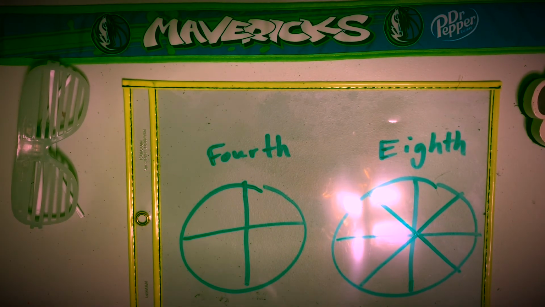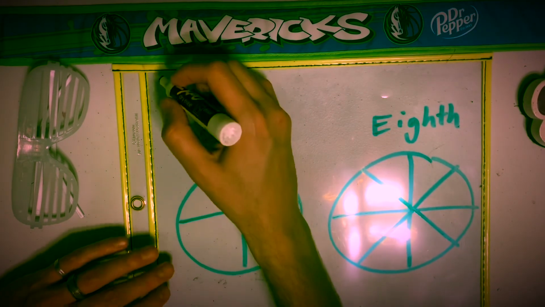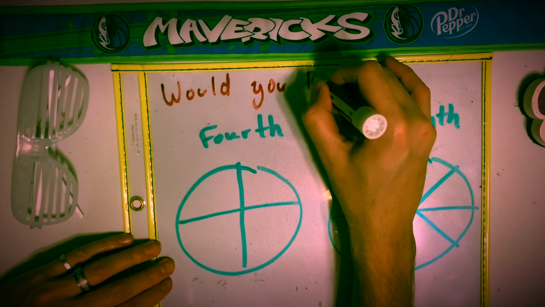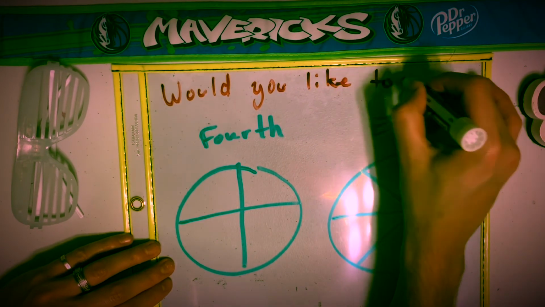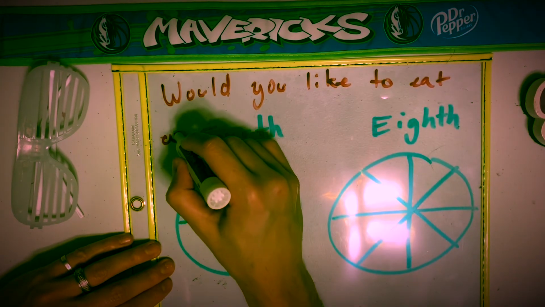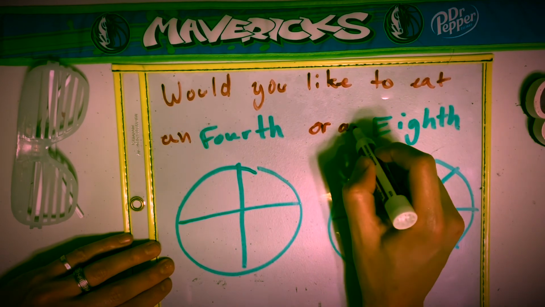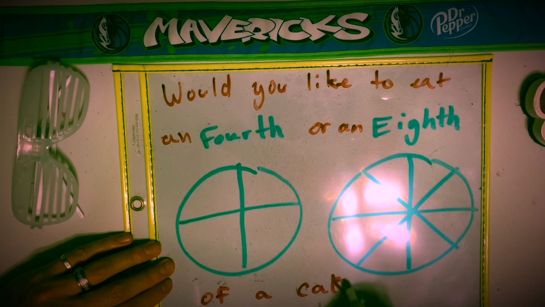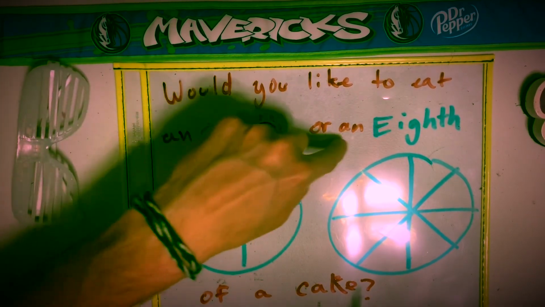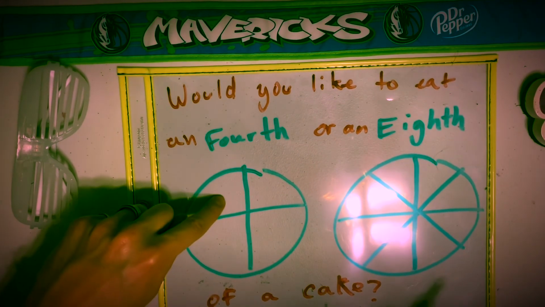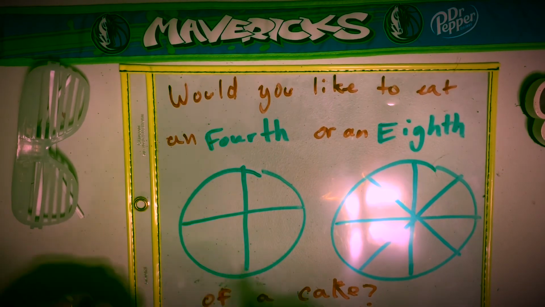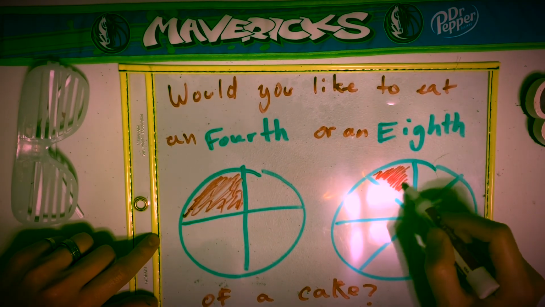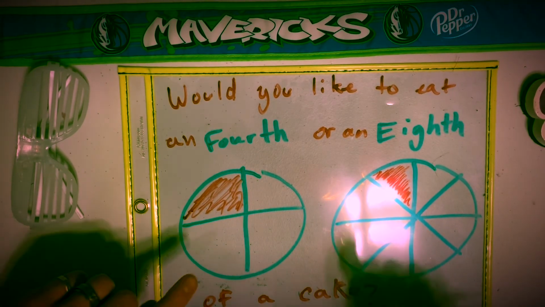Mi pregunta es, look at the question. Would you like to eat a fourth or an eighth of a cake? ¿Qué te gustaría comer? ¿Un cuarto de pastel o un octavo de pastel? Esta parte de aquí, would you like to eat this fourth or this eighth? ¿Cuál te gustaría comer y dime por qué?